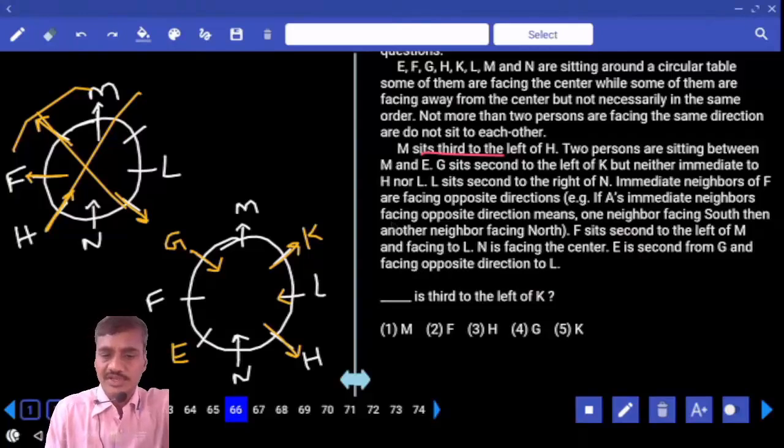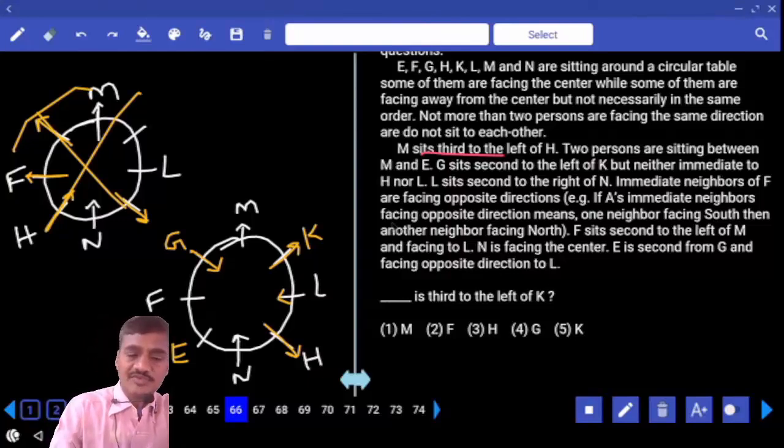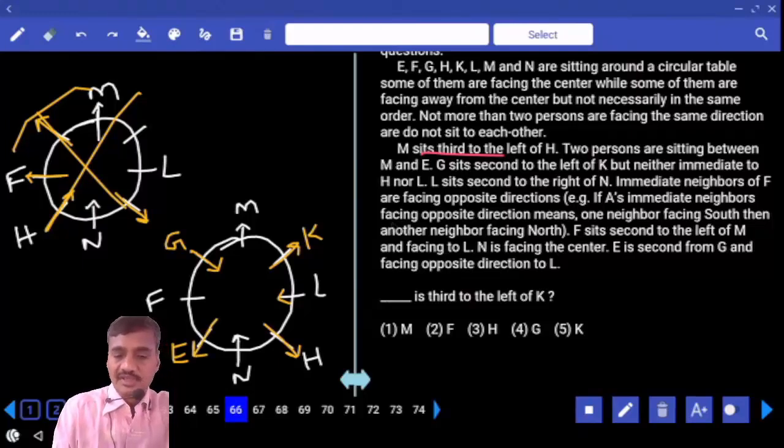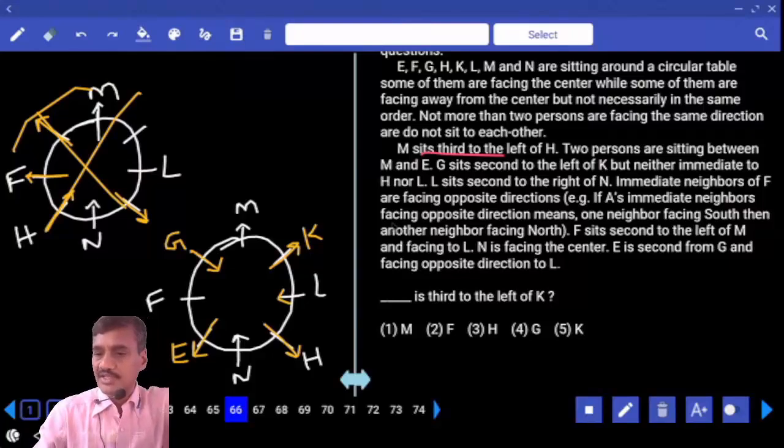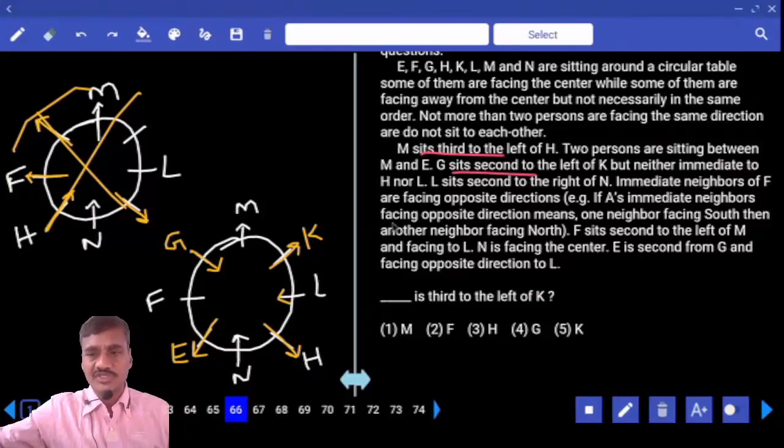L sits second to the right of N. L is seated second to the right of N. Immediate neighbors of F are facing opposite, which means now G is facing towards the center, E is away. As E is away, now in this case, next thing can possibly happen, and N is facing, G sits second to the left of K, but immediately L sits second to the right of N. Immediate neighbors of F are in opposite directions.